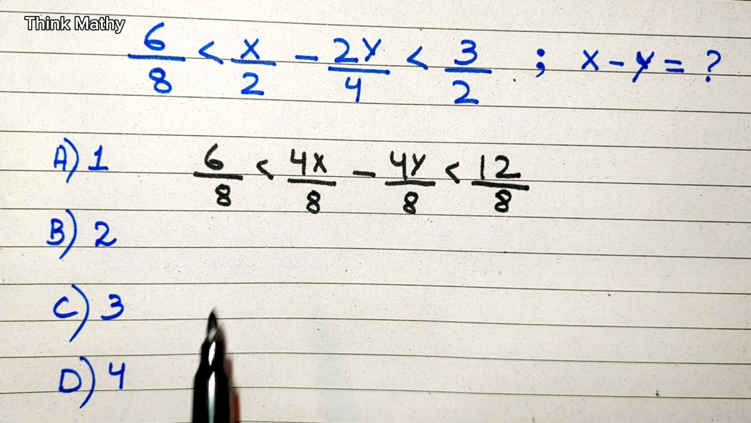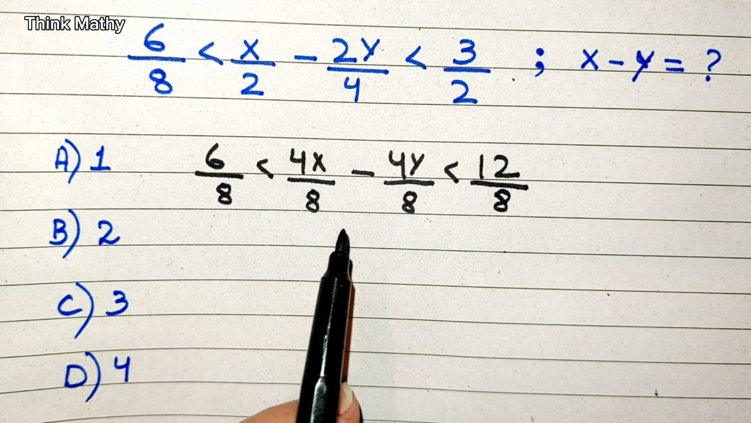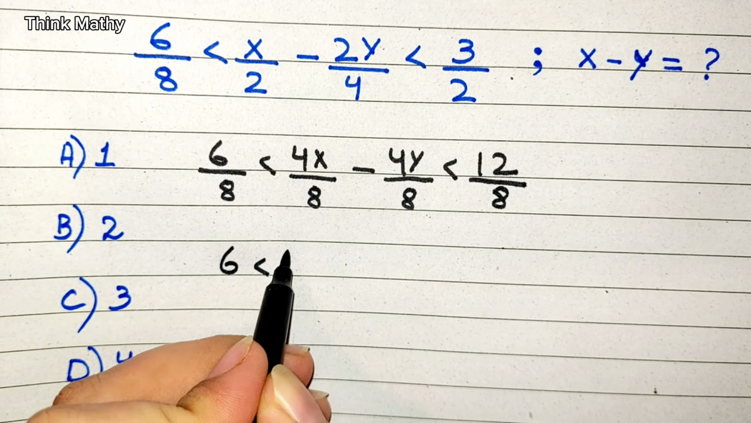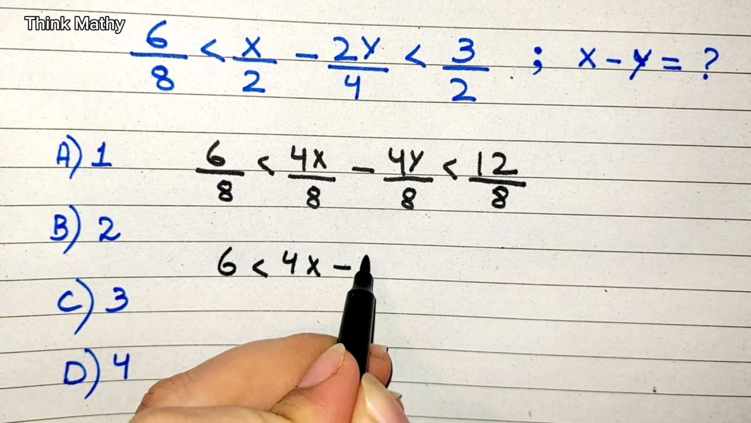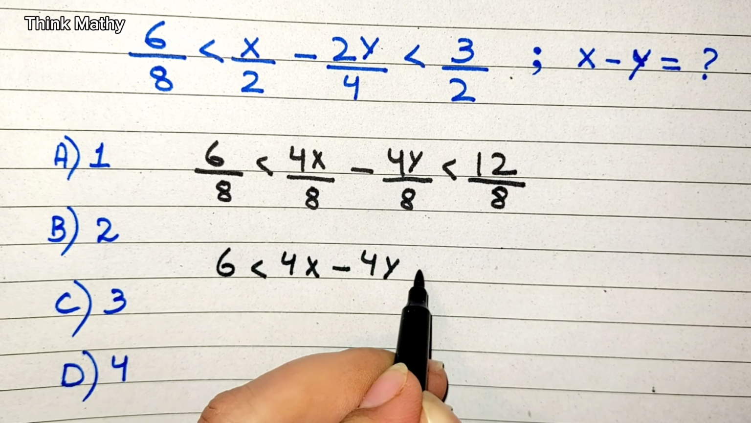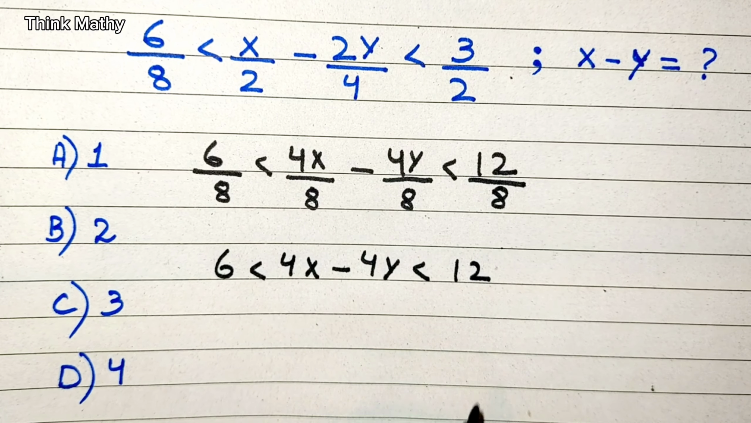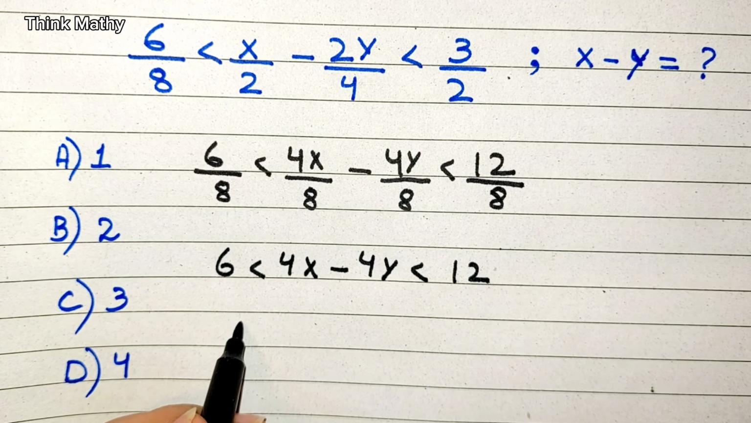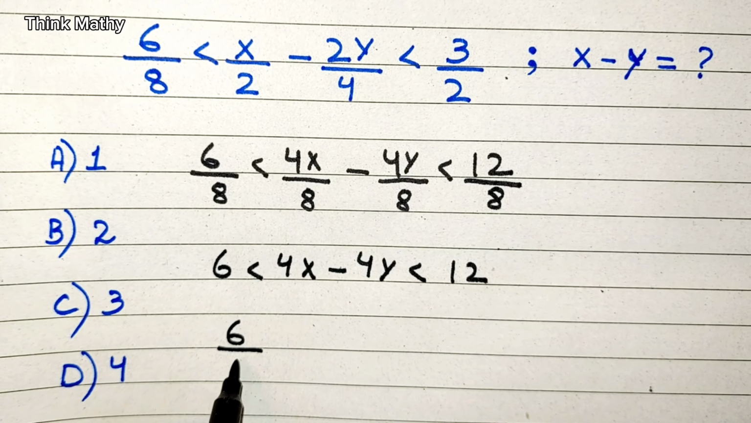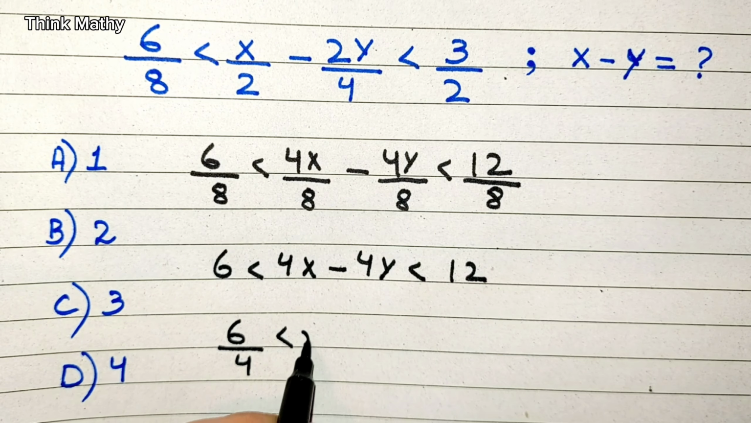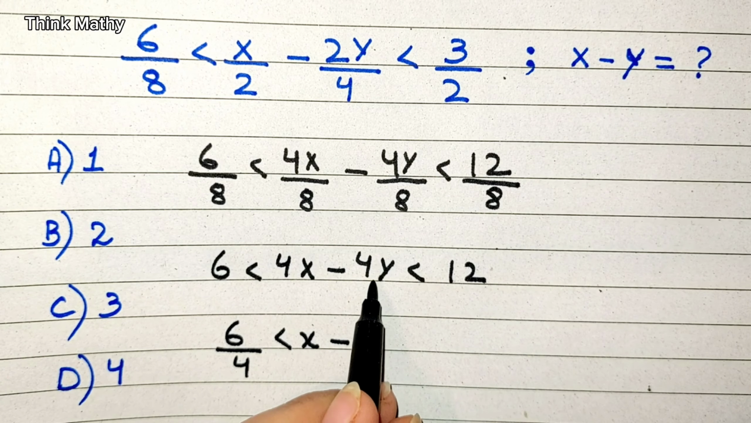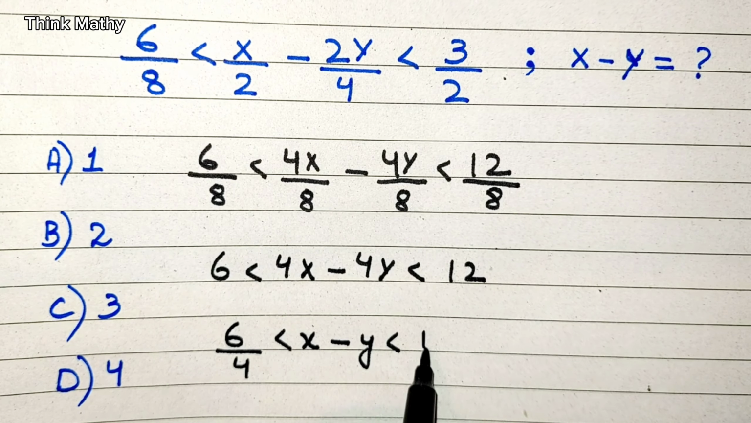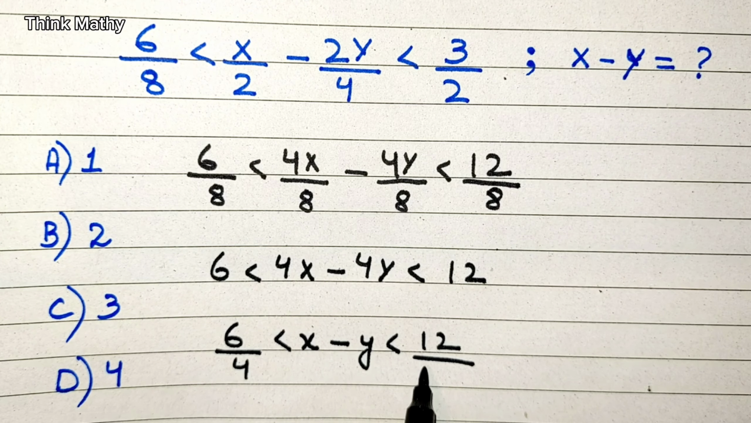So all in terms of 8, so you can cancel out 8 and we are left with 6 less than 4x minus 4y less than 12. Here 4 is common, let's take this out, and it will be 6 over 4 less than x minus y, similarly take this 4 this way, less than 12 over 4.